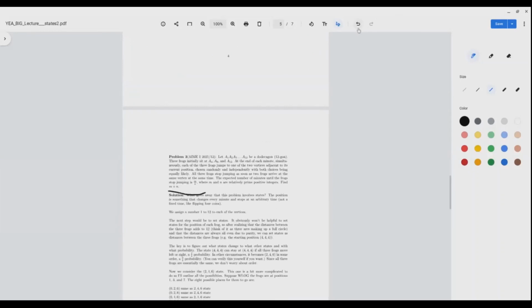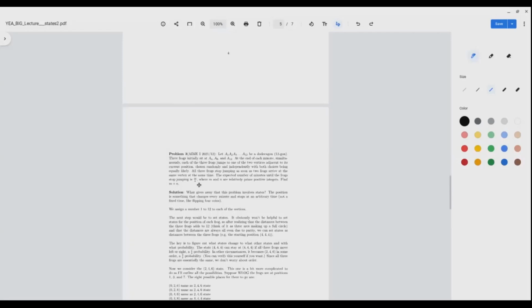Let A1, A2, A3, ..., A12 be a dodecagon. Three frogs initially sit at A4, A8, and A12. At the end of each minute, simultaneously, each of the 3 frogs jumps to one of the 2 vertices adjacent to its current position, chosen randomly and independently, with both choices being equally likely. All 3 frogs stop jumping as soon as 2 frogs arrive at the same vertex at the same time. The expected number of minutes until a frog stops jumping is m over n, where m and n are relatively prime positive integers. Find m plus n.